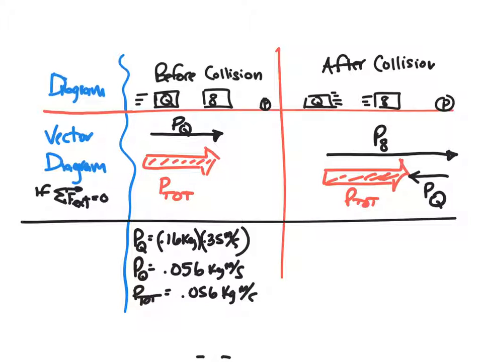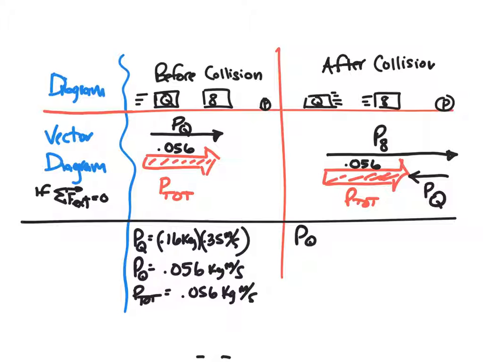So again, I'm just trying to figure out the lengths of my vectors. This one, for example, is 0.056. That means this one here is 0.056 as well. And then we're given information to find the cue ball's momentum after the collision.